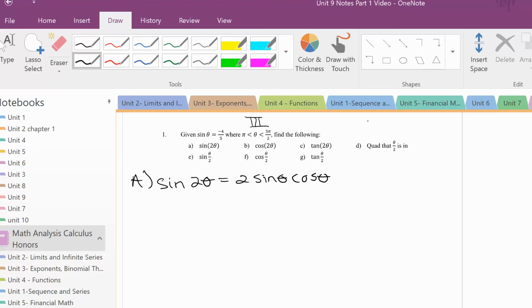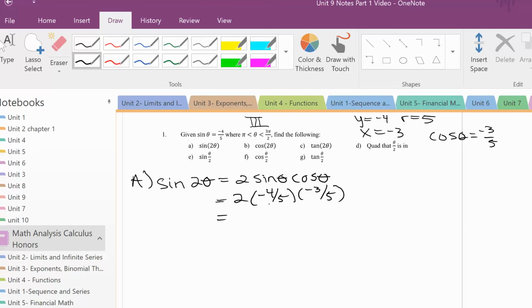Because it says the sine is equal to -4/5, that means that y is equal to -4 and r is equal to 5. Which means by Pythagorean theorem, x would be 3, and it's negative since it's in the third quadrant. Which means the cosine of theta would be -3/5 because it's x over r. So you get 2 times -4/5 times -3/5, which is 24 over 25.